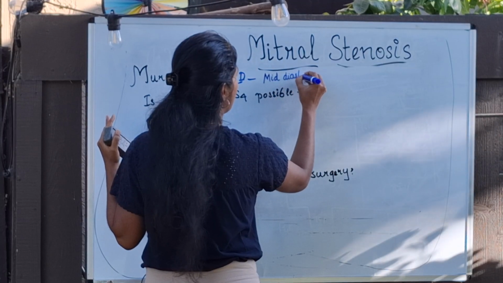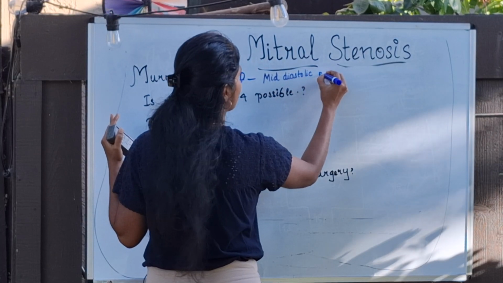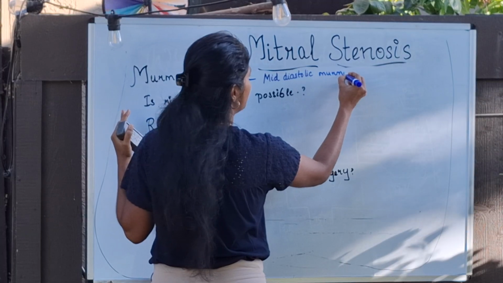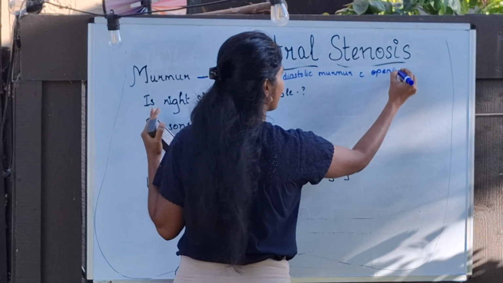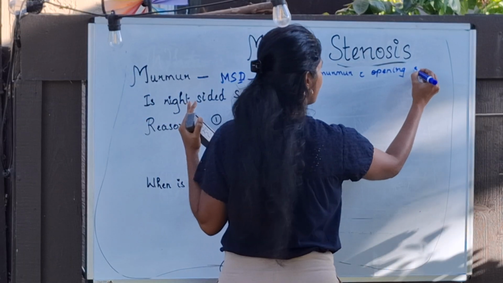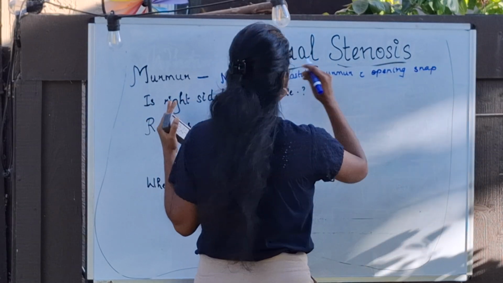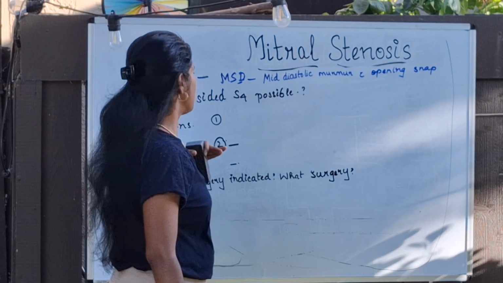and it is commonly abbreviated as MDM, mid diastolic murmur with opening snap. So this is the murmur which we hear in mitral stenosis.